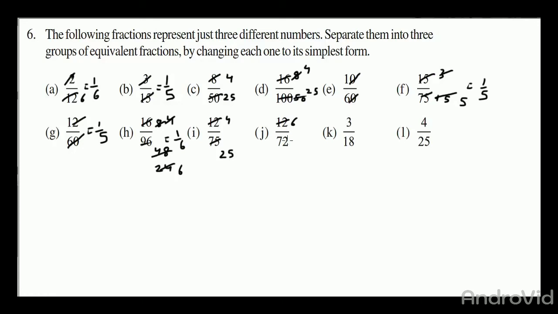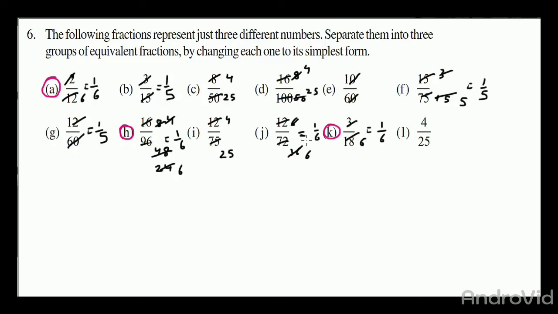12, 2 6s are 12. And 2 3s are 6. 2 6s are 12. 6 6s are 36. 1 over 6. 3 6s are 18. It is very simple. The next one. 3 6s are 18. 1 over 6. And not reducible. So let's group them with different colors.